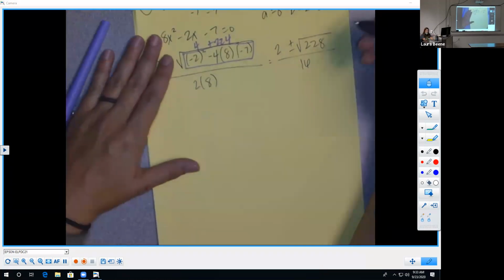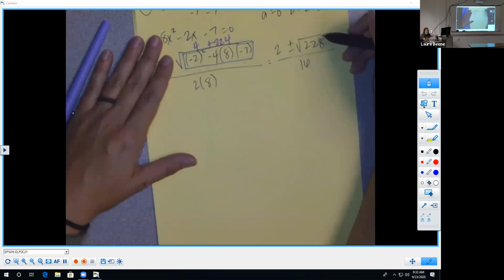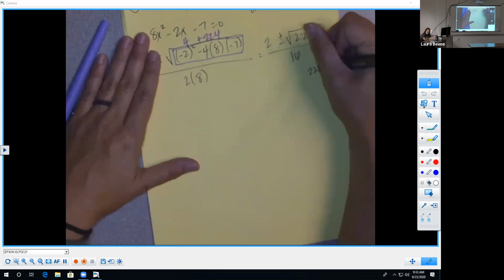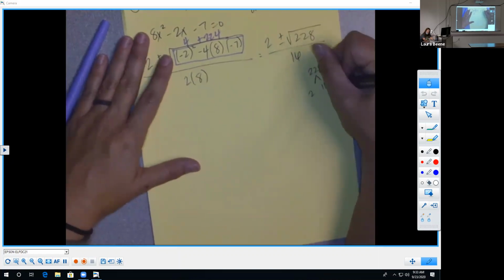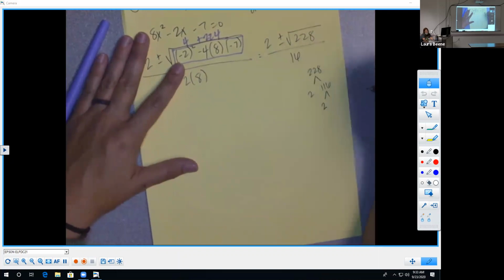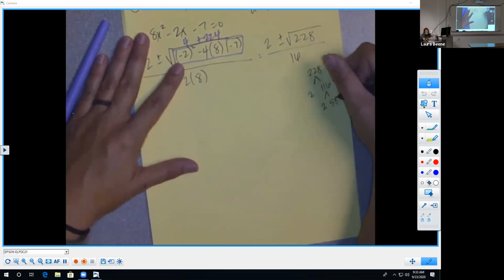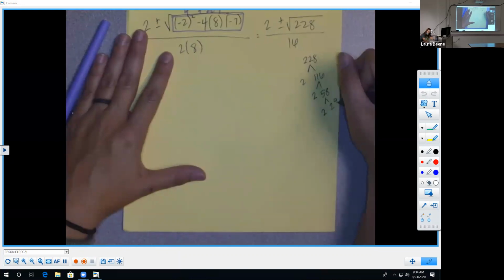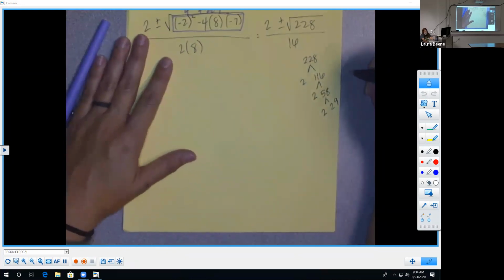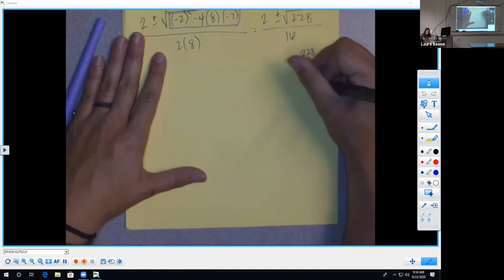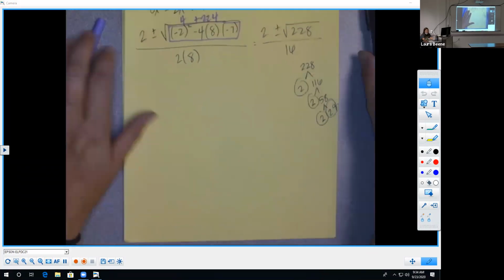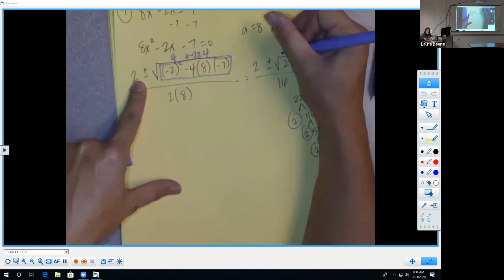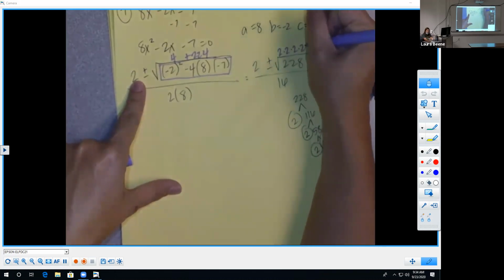So then from there, I need to simplify the square root of 228. You can't take the square root of it, but it does break down. Let's see, it's 2 and 114, and that's 2 and 57... 58. 58 is 2 and 29. What you got? I'm doing this in my head. Sleepy this morning. Okay, so 3 2s and a 29. So this is like 2 times 2 times 2 times 29.